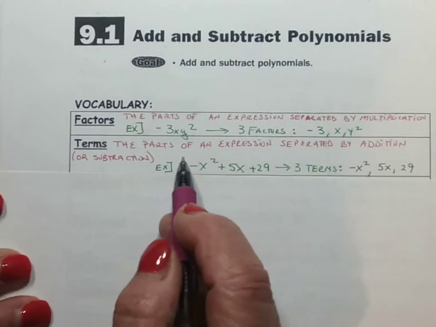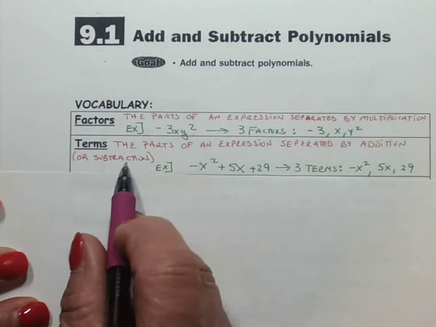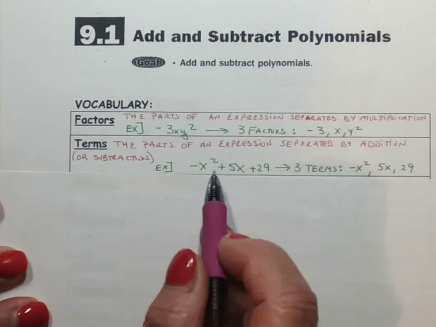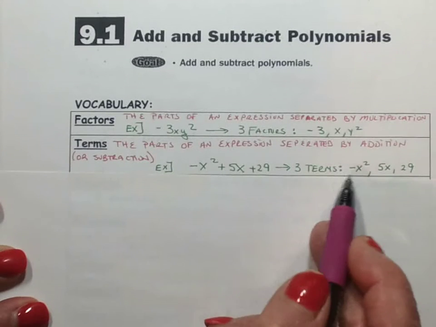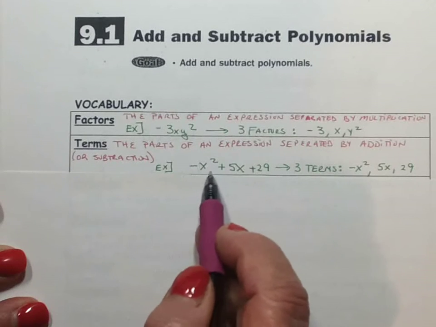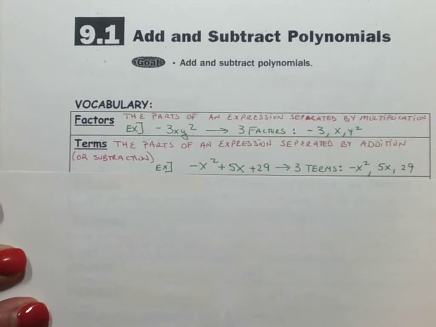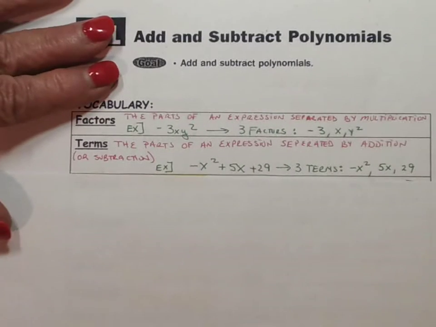Terms are the parts of an expression separated by addition or subtraction signs. So here we have 1, 2, 3 terms. And notice that the terms include the sign. So here's our first term, our second term, our third term. And I think you're already pretty familiar with terms.